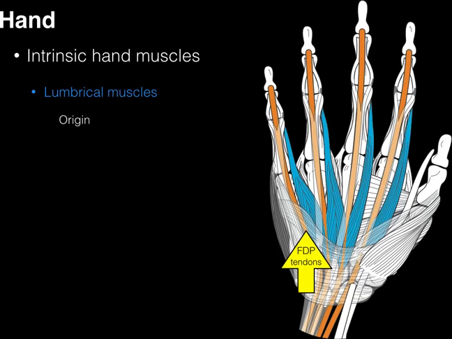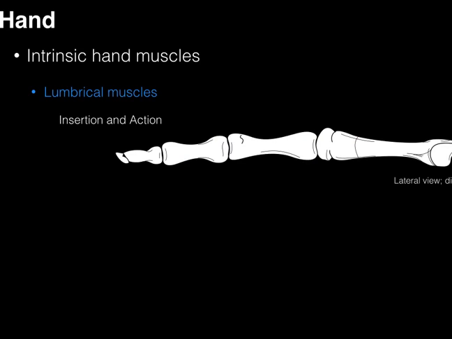So to best see the insertion of these 4 muscles, let's take a look at a lateral view of the digit, where there's a metacarpal, there's a proximal, middle, and distal phalanx. So between the metacarpal and phalanx is the MCP, metacarpophalangeal joint. And then our PIP and DIP are interphalangeal joints for proximal and distal.